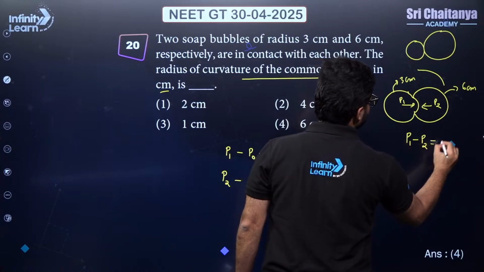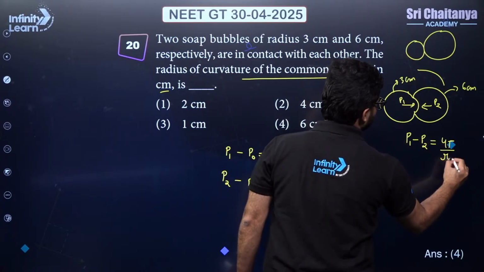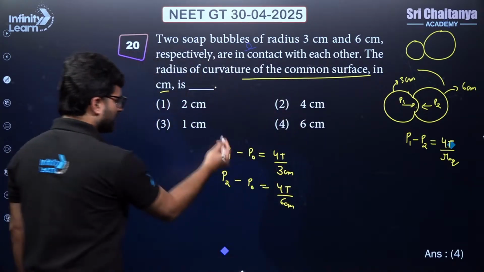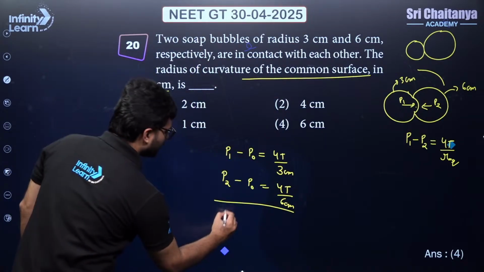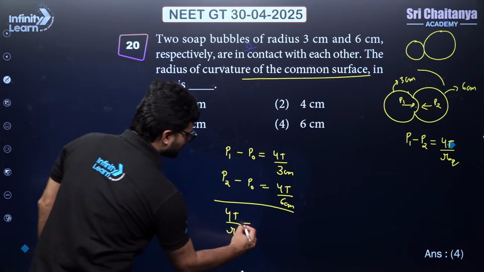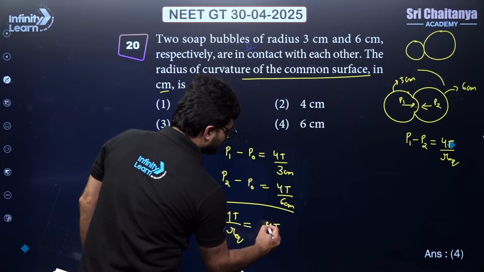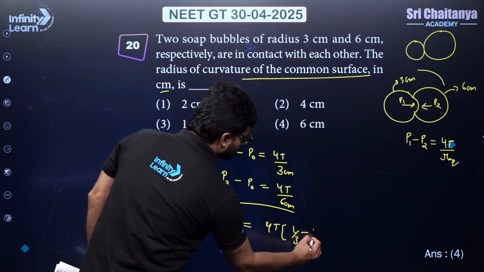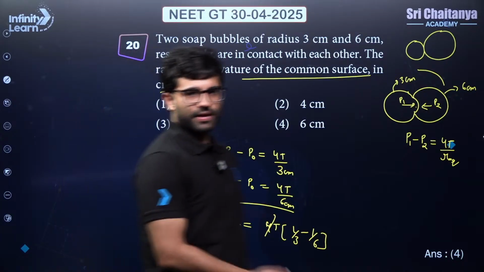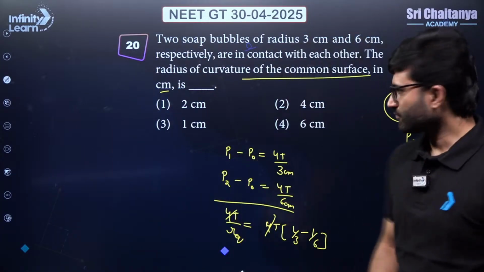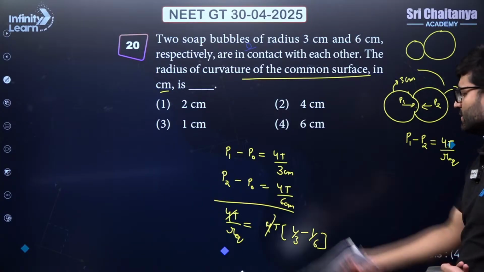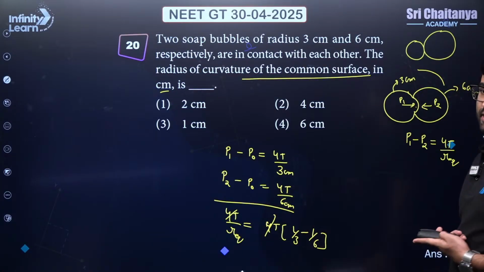I can write P1 minus P2 as 4T upon the radius of this bulge which is there, right? So I'll subtract both of them. So if I subtract both of them, I'll get P1 minus P2, which I can write as 4T by R equivalent. That is equal to 4T times 1 by 3 minus 1 by 6. So this cancels out 1 by R equivalent. From here you can calculate, right? So you'll get the answer as 6 centimeter. 1 by 3 minus 1 by 6 is 1 by 6 and R equivalent would be 6. Clear?